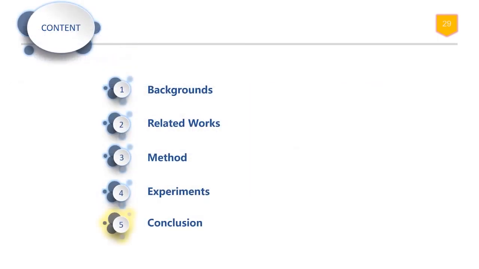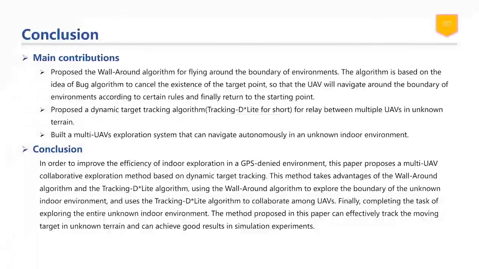Last is the conclusion. In summary, the main contributions of this paper are, first, proposing the wall-round algorithm for flying around the boundary of environments. Second, proposing a dynamic target tracking algorithm for relay between multi-type UAVs in unknown terrain. Third, building a multi-UAV exploration system that can navigate autonomously in an unknown indoor environment.